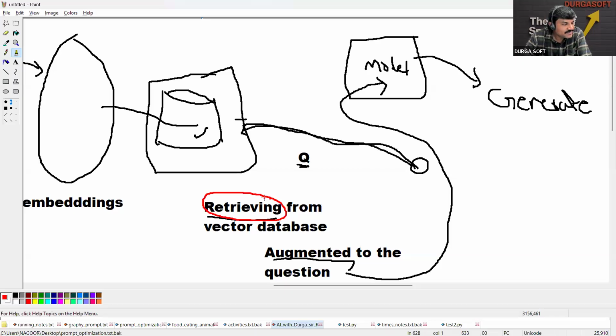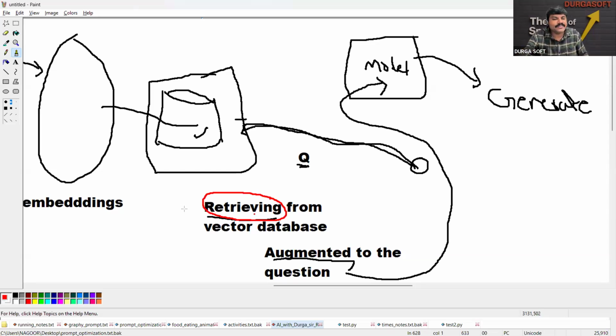From the vector database. Local vector DB, local or maybe cloud. Don't worry. If it's remote production, maybe it's the cloud or maybe local. Retrieving. So what things is it going to retrieve? Embeddings. Okay, vector embeddings are going to be retrieved from the vector database.